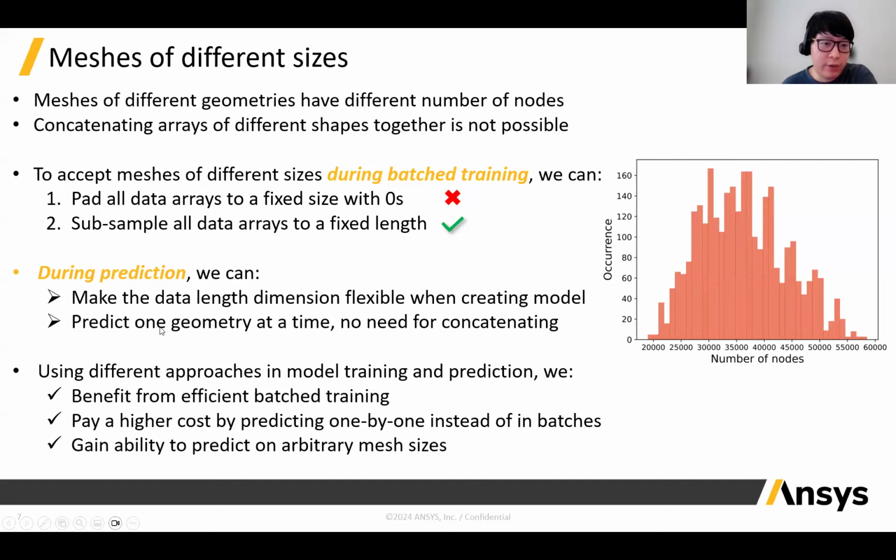So by using different approaches in model training and prediction, we benefit from efficient batch training. Our training runs very fast because they're batched, but we pay a higher cost by predicting one by one instead of in batches. That's also a cost to pay, but in return we gain the ability to run prediction on an arbitrary number of mesh nodes, so long as it fits into the memory, which we'll cover in the results.